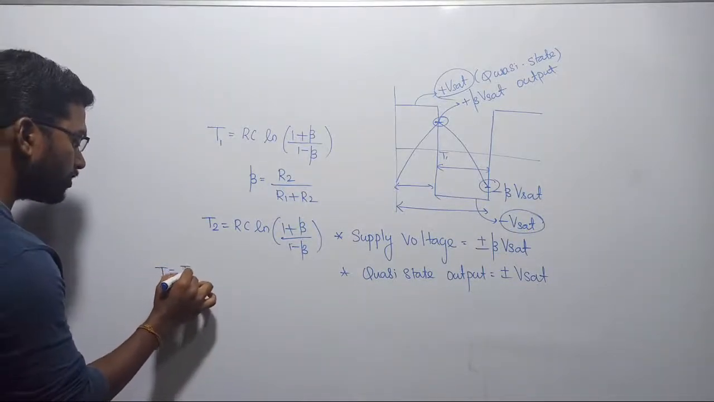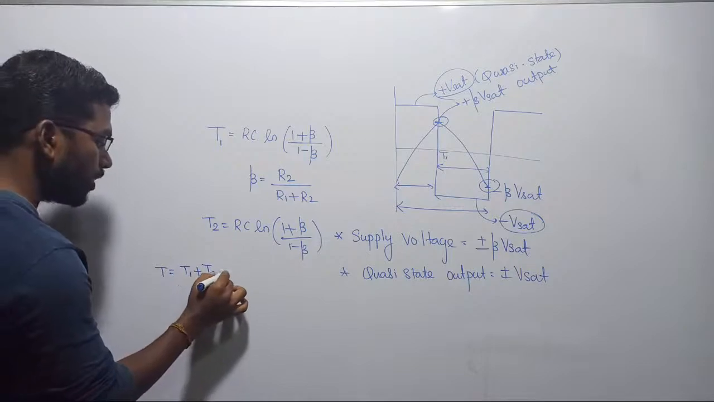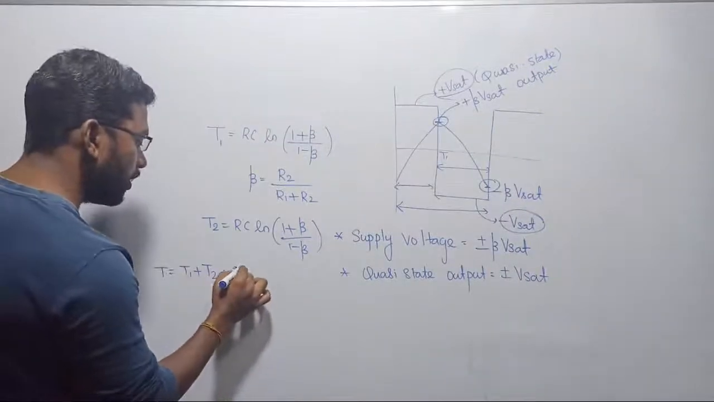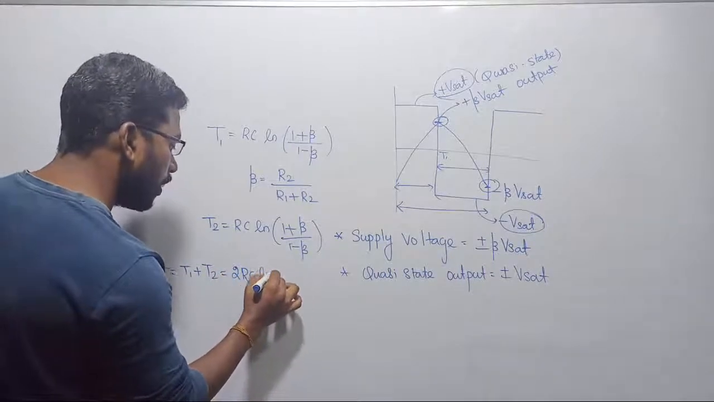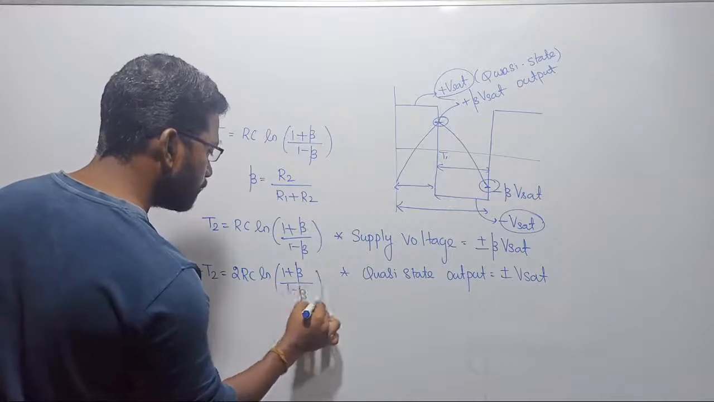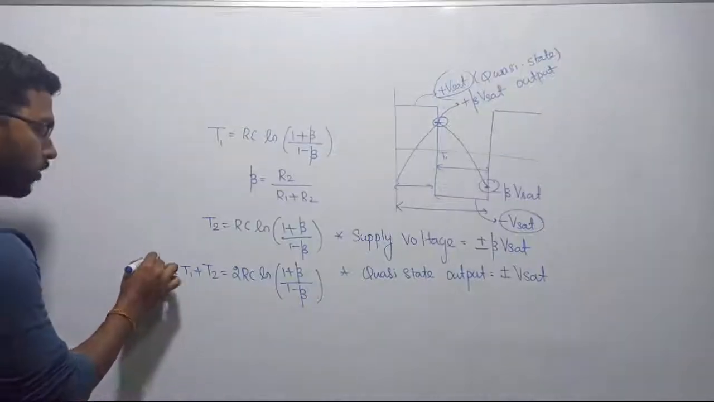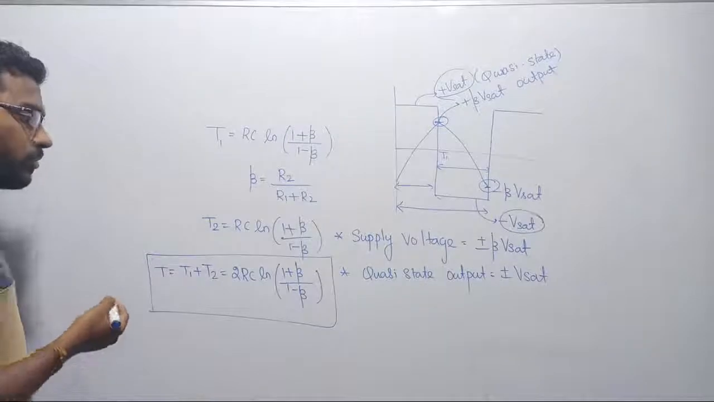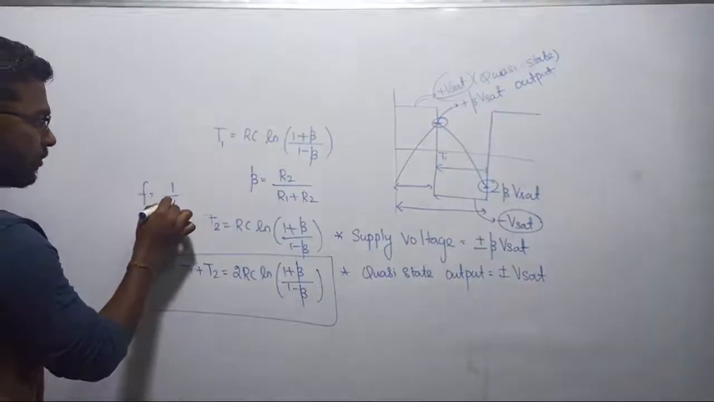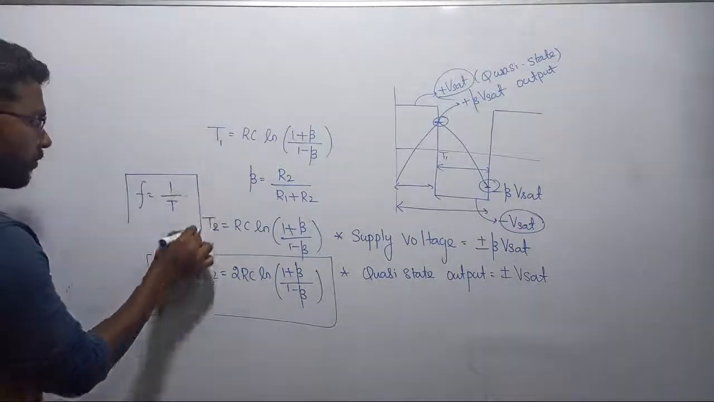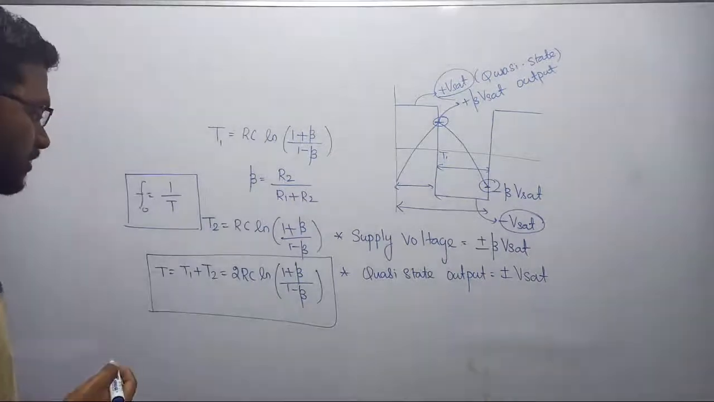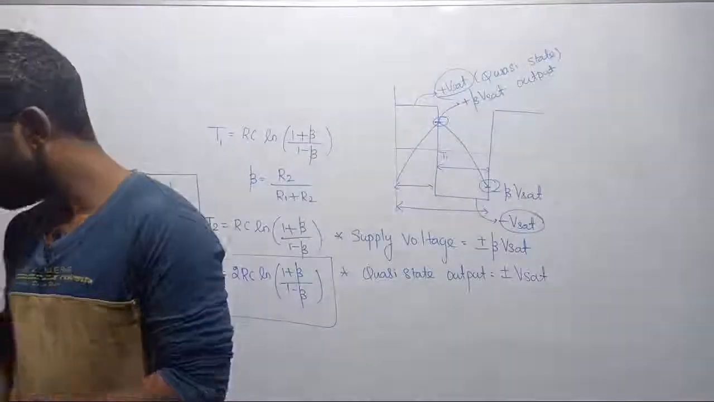Fine sir, then what is the total time period? The total time period is going to be T1 plus T2. But if you observe, the time periods T1 and T2 both remain the same. So the total time period is going to be twice RC into ln of 1 plus beta upon 1 minus beta. Clear? So this is the total time period of your astable multivibrator. From this you can also estimate the frequency by taking the reciprocal of the time period. This is going to be the output frequency. Clear? Yes, I hope you are getting me, right?